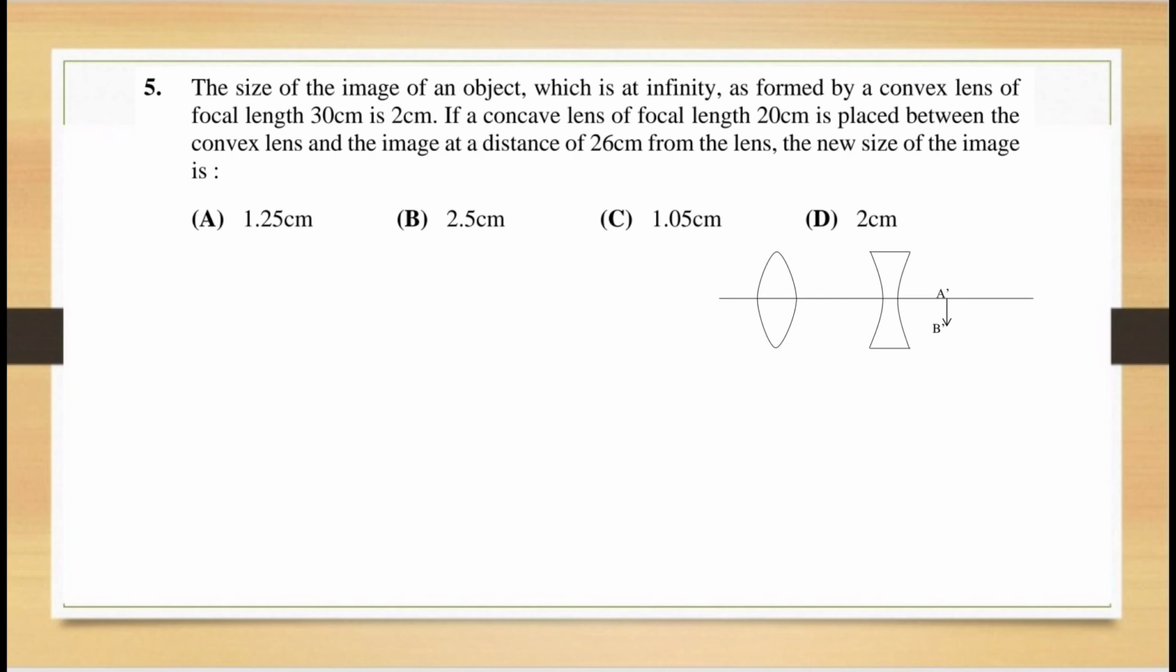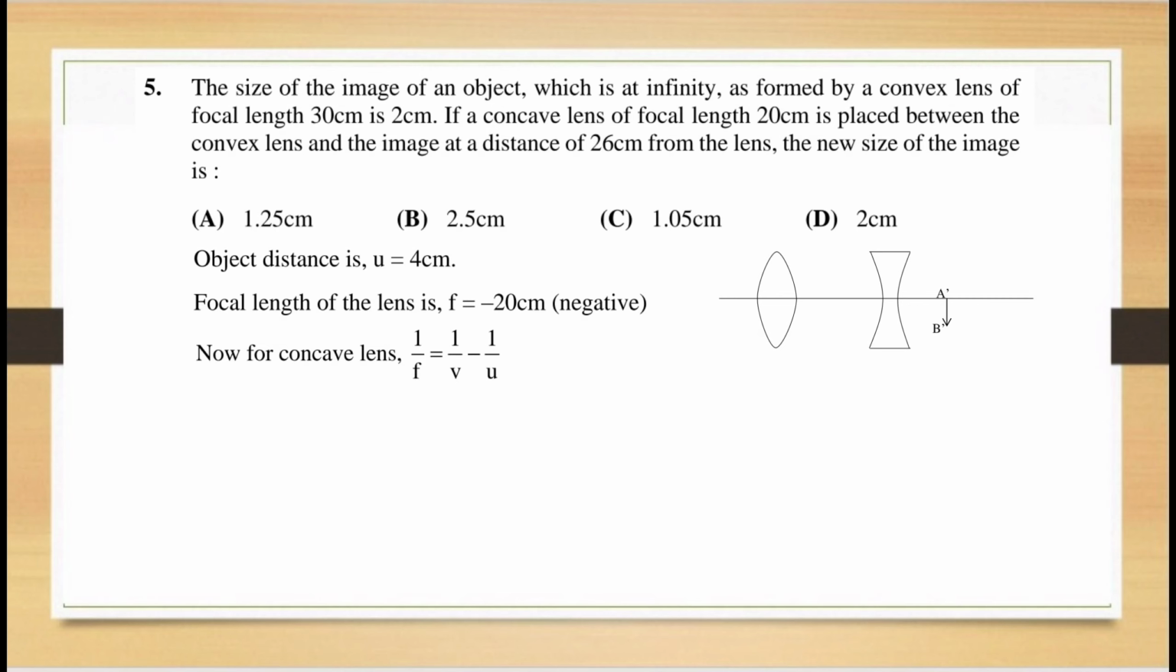From this diagram, the object distance from the concave lens is 4 cm, that is u equals 4 cm, and we know that for a concave lens focal length is negative. Therefore, focal length of the given concave lens is f equals minus 20 cm. For the lens, 1 by f equals 1 by v minus 1 by u. Therefore, 1 by v equals 1 by f plus 1 by u, which equals 1 by minus 20 plus 1 by 4, which equals 4 by 20, that is 1 by 5. Therefore, v equals 5 cm.